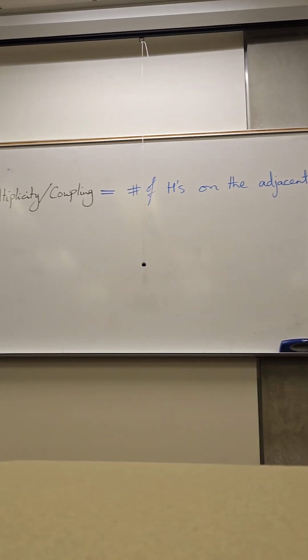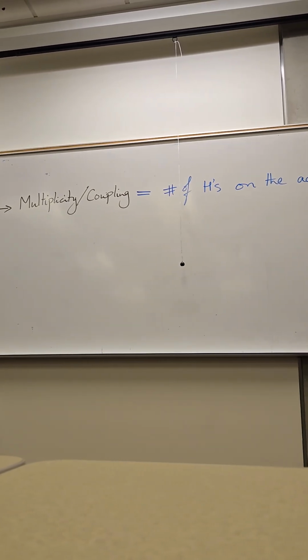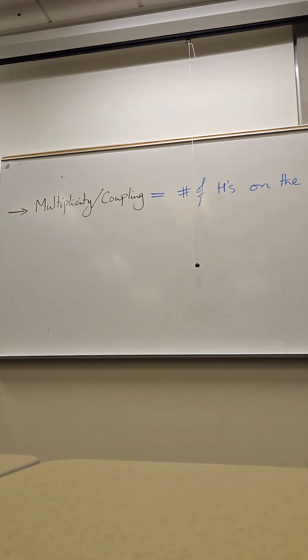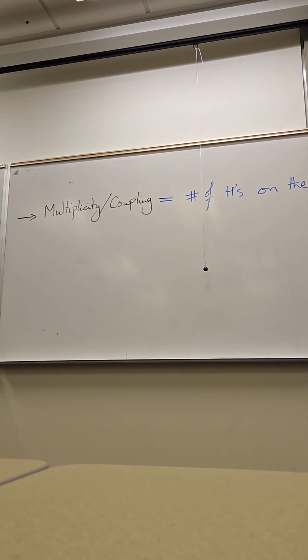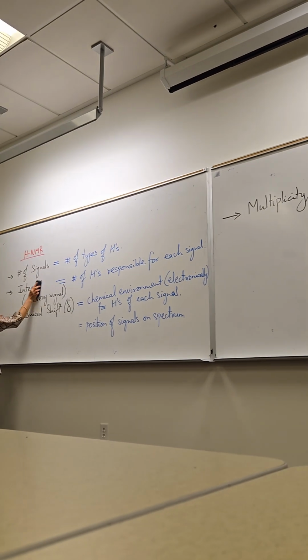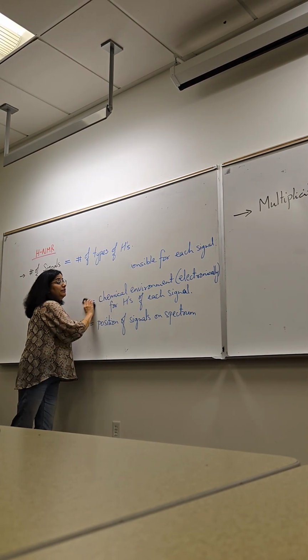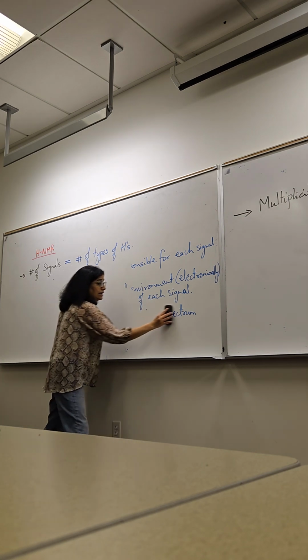So those are the 4 features of a proton NMR spectrum. You guys with me? Yep. Questions? We will of course hit on each of them one at a time. Okay, then let's start with number 1, number of signals. Number of signals tells us how many types of hydrogens a molecule has.